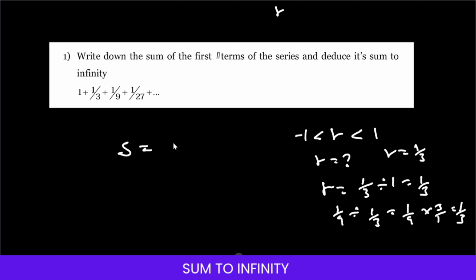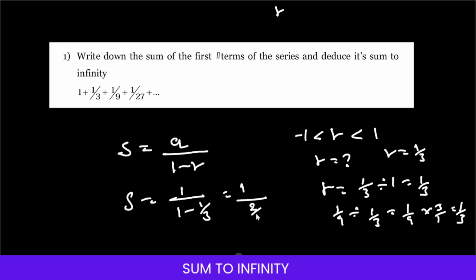The sum to infinity will be equal to a divided by 1 minus r. Of course, we know the value of a. The value of a is actually the first term, which is here 1. 1 minus r, r is equal to 1 on 3, which will give us 1 divided by 2 on 3, okay? So finally, we have the value of S to be equal to 3 on 2.